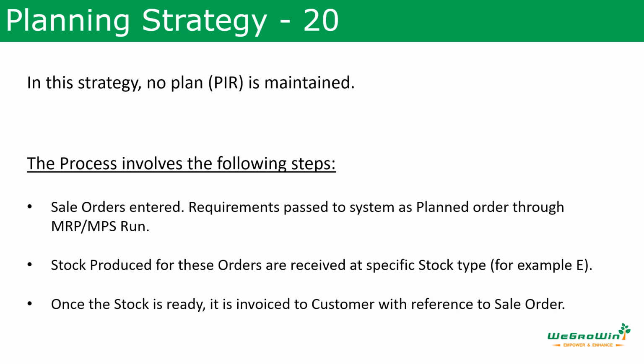When we use this strategy, there is no need of maintaining a planned independent requirement. PIR is not required. The steps involved are: the sales orders are entered, and the requirements are passed to the system as a planned order through the MRP run or MPS run. The stocks are produced for this order or procured against this order, and they are stored in a special stock type with indicator E. Once the stock is ready, it is invoiced to the customer with reference to the sales order.